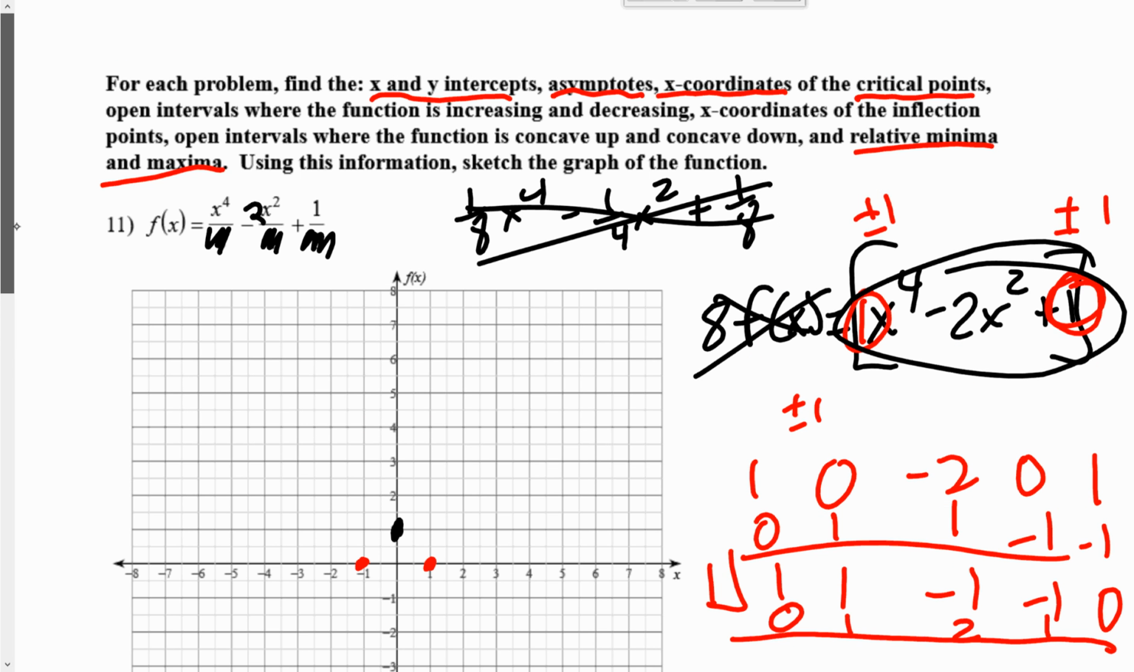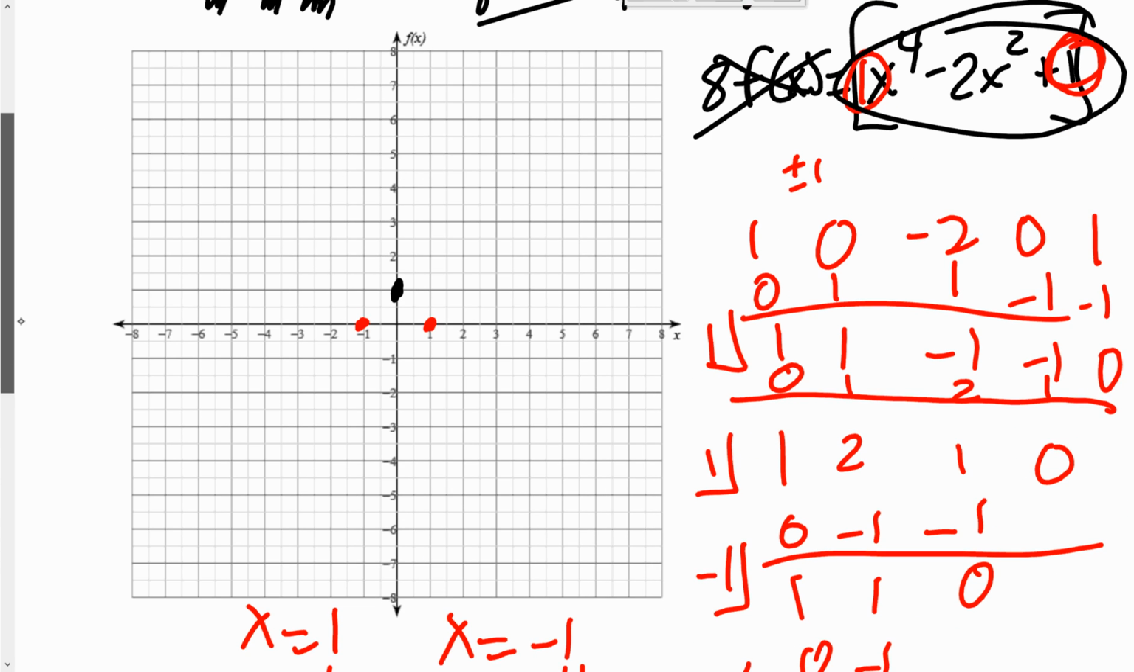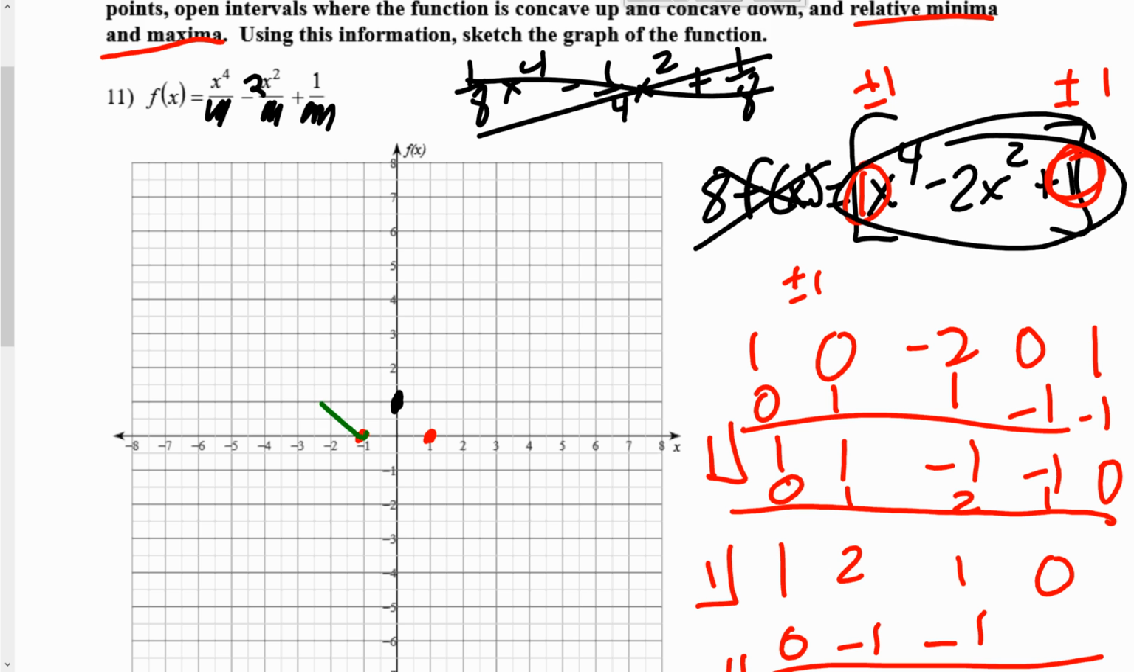So I have my x-intercepts and y-intercept. I have no asymptotes because it keeps on growing and growing, whether I put in negative or whether I put in positive, right? Because when I put in a negative number, I keep growing and growing. And when I put in a positive, I keep growing and growing. So now I need to see what's happening in between. So that's when we take our derivative.